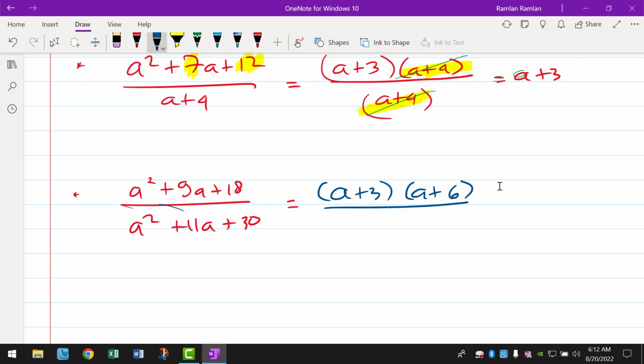Okay, the same thing goes here. You multiply two numbers, you get 30, and then if you add those two numbers, you get 11. That will be 5 and 6, right? So that will be a plus 5 times a plus 6. So I'm gonna write down like this time.